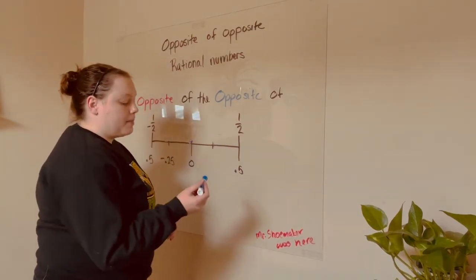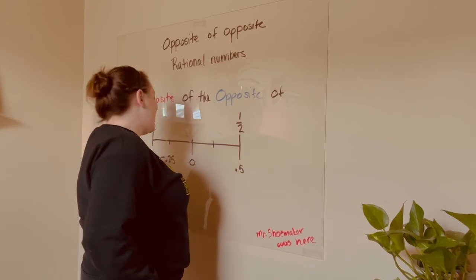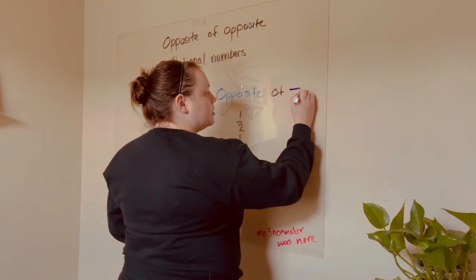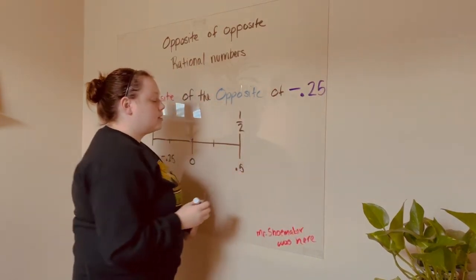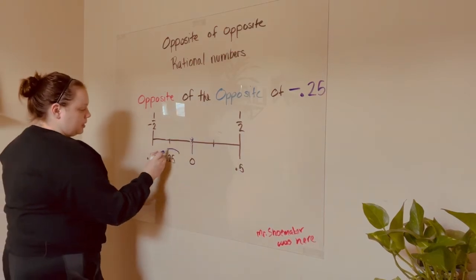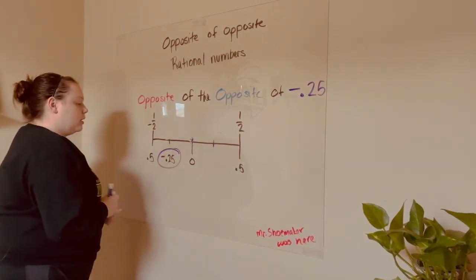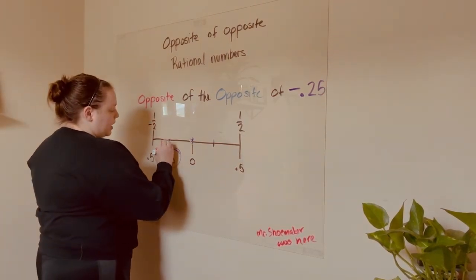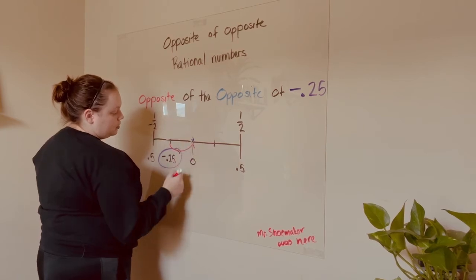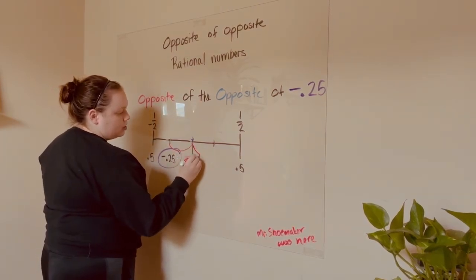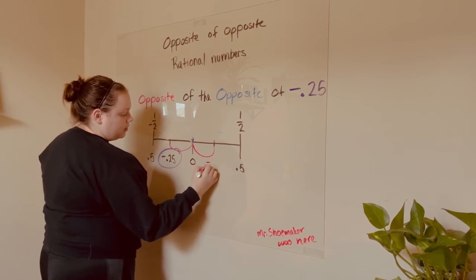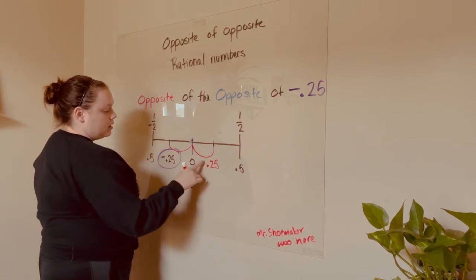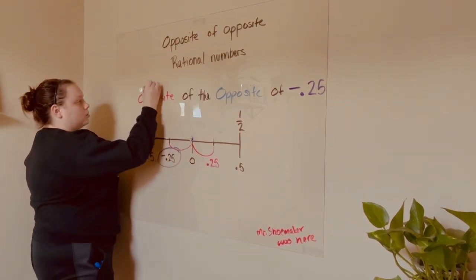So right now we're going to find the opposite of the opposite of negative 0.25. All right, I'm going to go to my board and find negative 0.25. I'm going to do the right colors now. And I'm going to find the first opposite. So I need to jump back in. I know that it's 1 to 0. So I'm going to go to the other side, 1. So I know that this is positive 0.25. Well, the first opposite is 0.25.